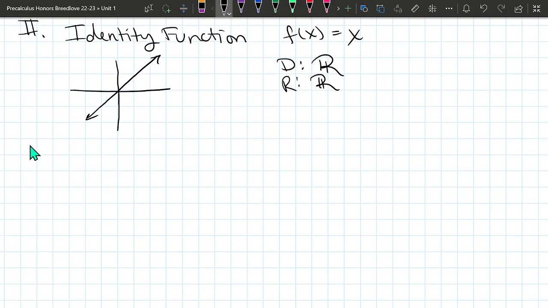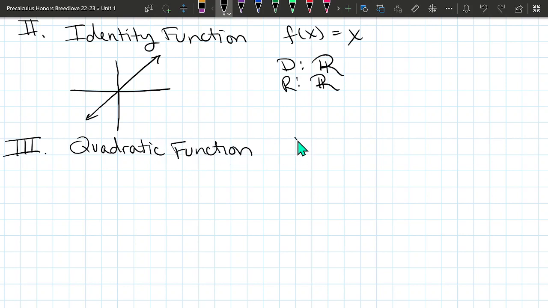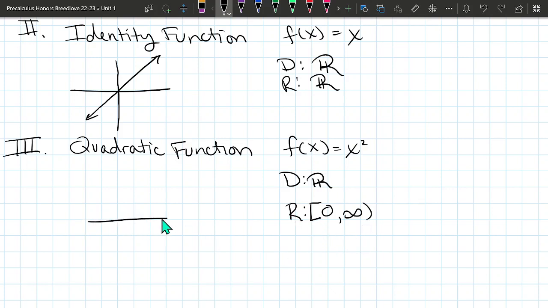And then the third one is the quadratic function. F of x equals x to the second power, where the domain is all real numbers because it exists everywhere left to right, but the range will only be from 0, including 0, to infinity. And you have a parabola.